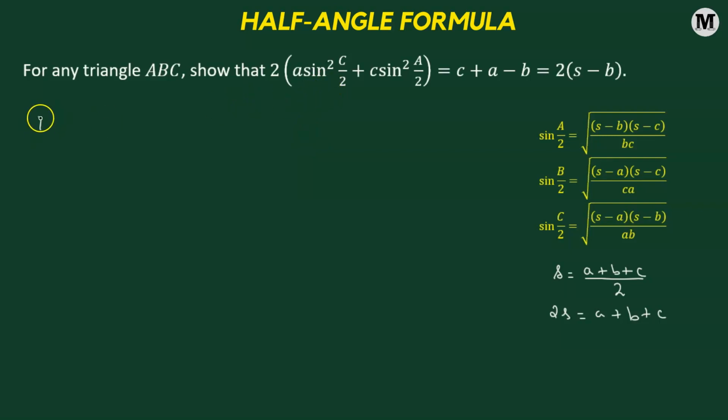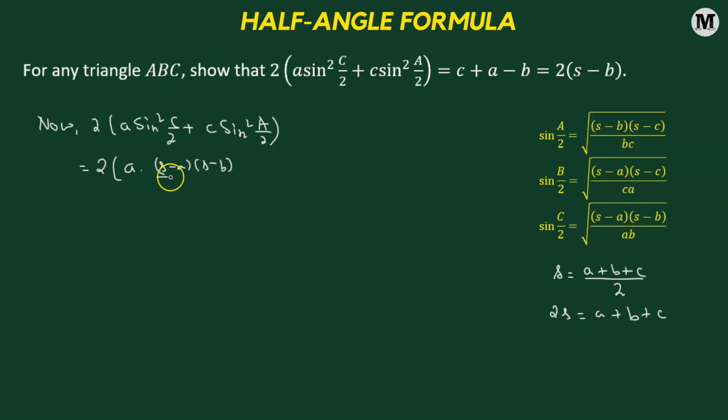So here we have 2 times a multiplied by sine squared C over 2, added to c times sine squared A over 2. Let's use the value. That gives us 2 times a multiplied by, so sine squared C over 2, that's going to be (s minus a) multiplied by (s minus b) divided by ab, added to c times (s minus b) multiplied by (s minus c), whole divided by bc.